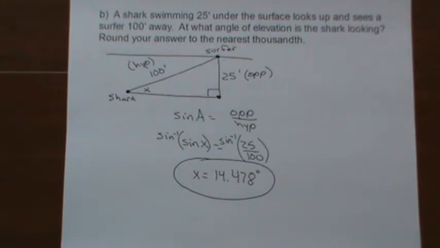When I substitute in, the sine of x is equal to 25, the opposite, over 100, the hypotenuse. I'll take the inverse sine of both sides to get x equals, and it says to round my answer to the nearest thousandth, so I'm going to write 14.478. Since it's an angle, I know that my unit has to be degrees.